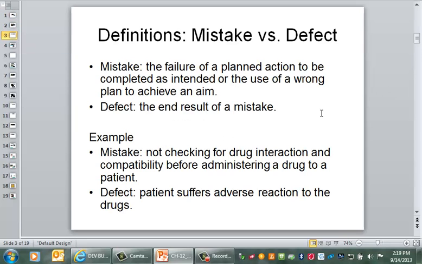All right, the first thing that we want to be sure to understand is the difference between a mistake and a defect. In the terminology, a mistake is the failure of a planned action to be completed as intended, or the use of a wrong plan to achieve an aim. And the defect is the result. So the example is a mistake by not checking for drug interaction. The effect on the patient could be that they suffer an adverse reaction.